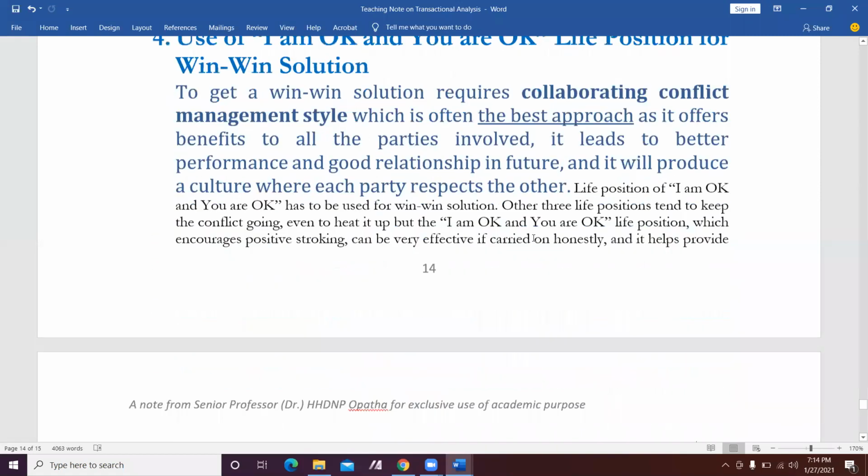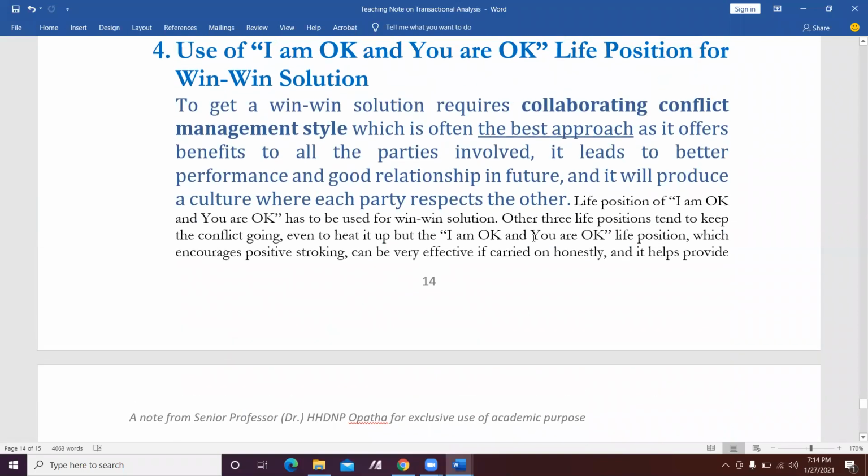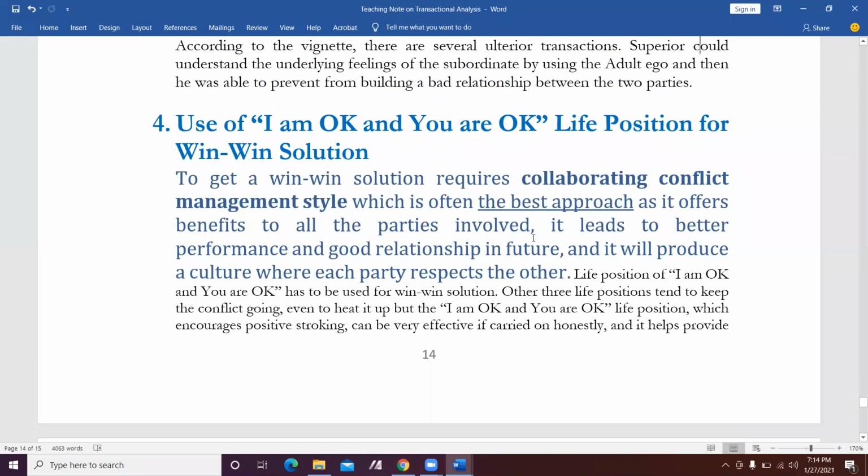Right, then 4: use of the I am okay, you are okay life position for win-win solution. Okay, to get a win-win solution, what do we require? Collaborating conflict management style. Collaboration, collaborating style, integrative style. In terms of negotiation, integrative, cooperative negotiation, we do need, not competitive negotiation.